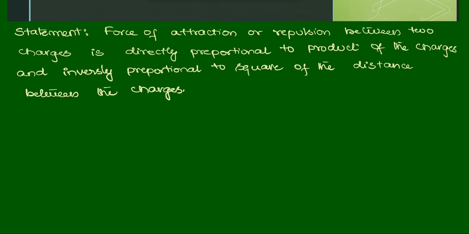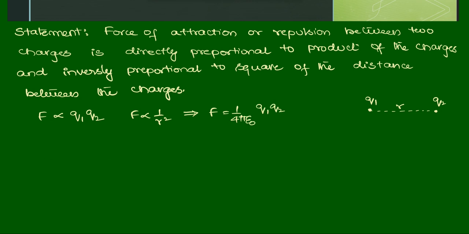So if two charges are separated by a distance, suppose Q1 is one charge, Q2 is another charge, and they are separated by distance R, the force between them is directly proportional to Q1 Q2 and inversely proportional to R square, or else we can write F is equal to some proportionality constant, 1 by 4 pi epsilon naught, Q1 Q2 by R square.